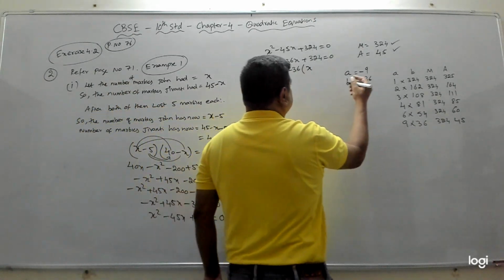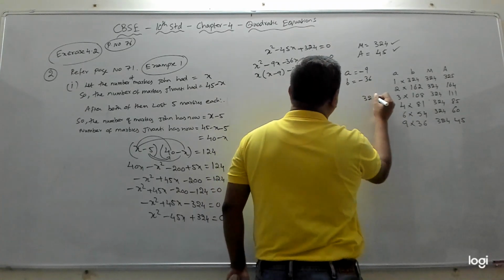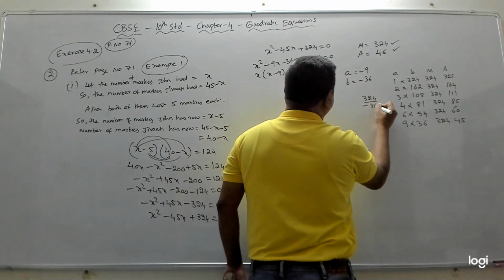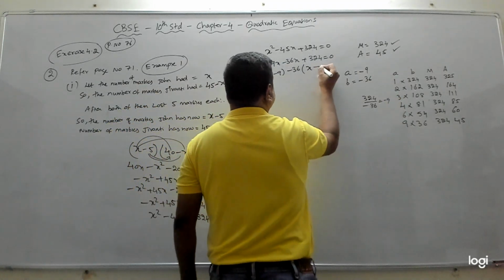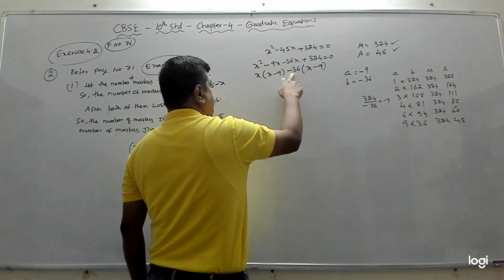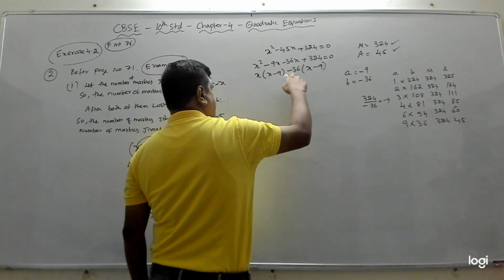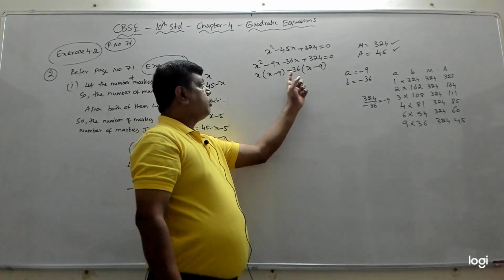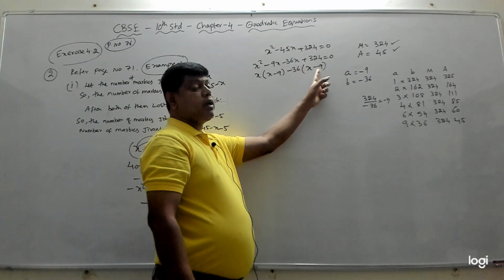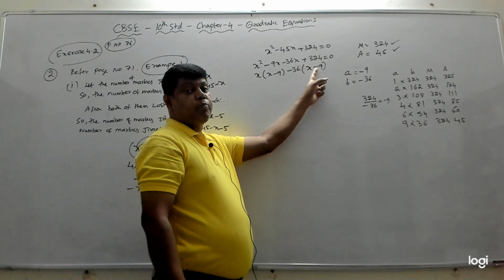So you need to divide that. You need to do 324 by minus 36, which will give you minus 9. So this will become minus 9. Now if you multiply minus 36 into x minus 9, minus 36 into minus 9 will give you plus 324. So you have to be very careful. When you are taking minus 36 common, this plus will become minus. People will make mistakes. They'll put plus here.